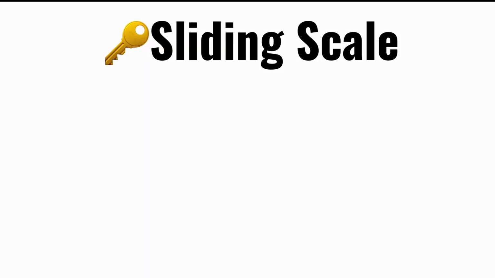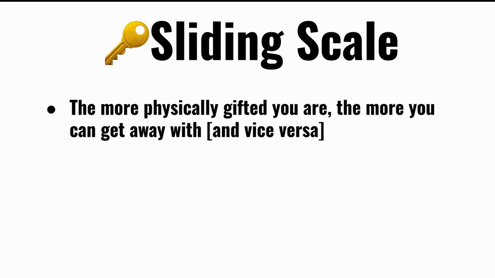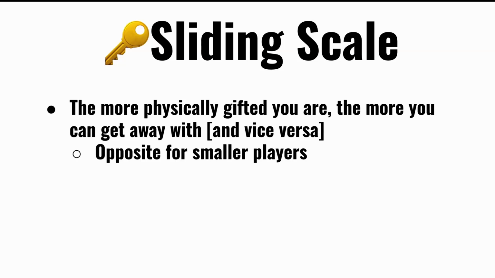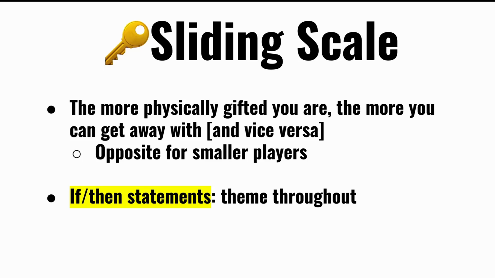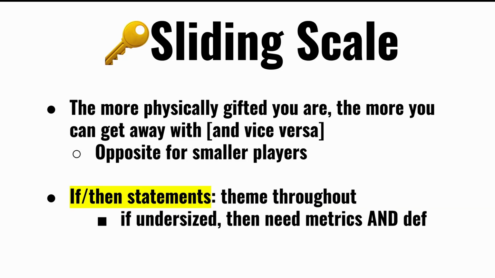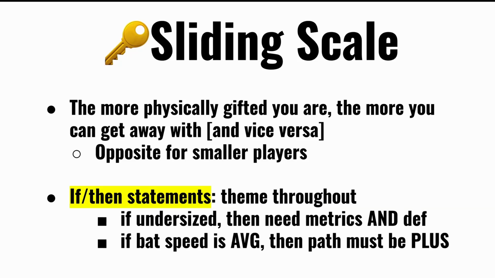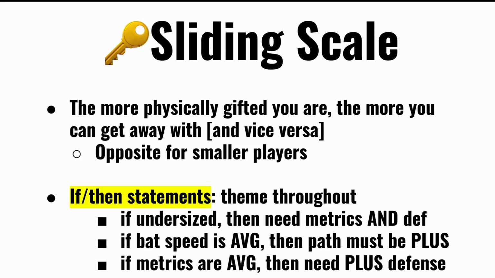Next big key, the sliding scale, essentially means the more physically gifted you are, the more you can get away with, and vice versa. The opposite for smaller players is true. Smaller players have less margin for error than more physically gifted players. If-then statements, it's a theme throughout whenever we're discussing the sliding scale. Essentially, it's a give and take process. For example, if a player's undersized, then they need plus metrics and defense. If bat speed is just average, then maybe bat path has to be a plus for that player. If metrics are just average, then maybe plus defense will be a way around that.